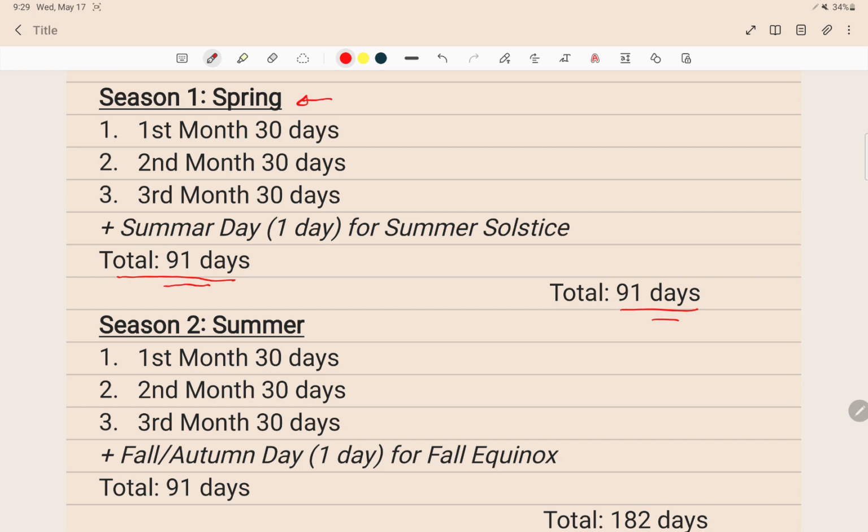Then you go to the season of summer, the second season of the year starts, and then all the months again are 30 days, as you can see. And then you will have one seasonal day, which in this case will be fall autumn day for fall equinox. Again, total for the entire season, for the second season, will be 91 days. And for the combination of the two seasons in the calendar, that would be 182 days.